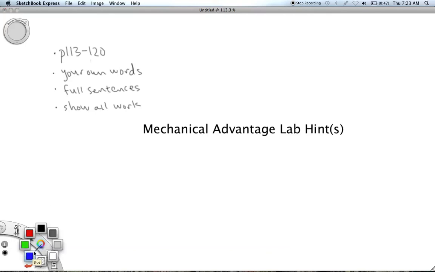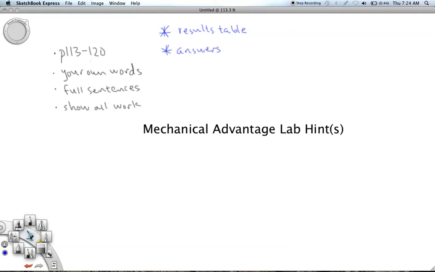Now, the last thing is I'm going to star these. Let's do that in blue. What are you actually submitting? You're actually submitting your results table. Those are the results you found in class, as well as your calculations for the output force, your calculations for the mechanical advantage, as well as your answers. So you're giving those to me when you hand them in.